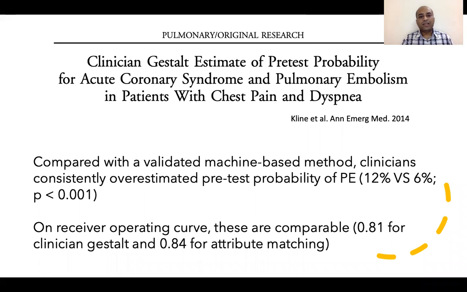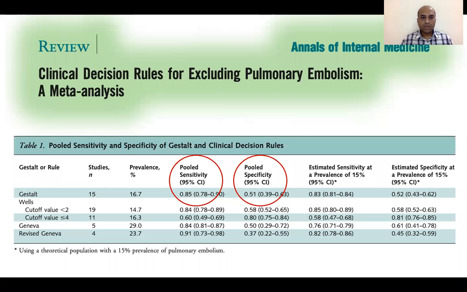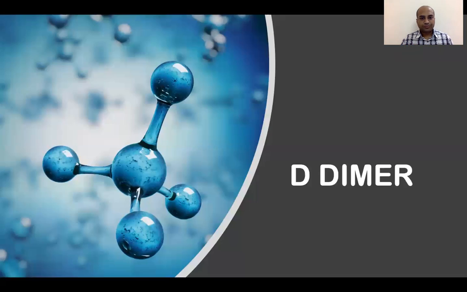But what about the clinical assessment of the clinicians? If they decide not to go with any structured pretest score, studies have shown that, compared to a validated machine-based method, clinicians consistently overestimate the pretest probability of pulmonary embolism. So the receiver operating curve is comparable. It has also been shown in a meta-analysis that though the sensitivity of clinical assessment is high, the specificity is poor.